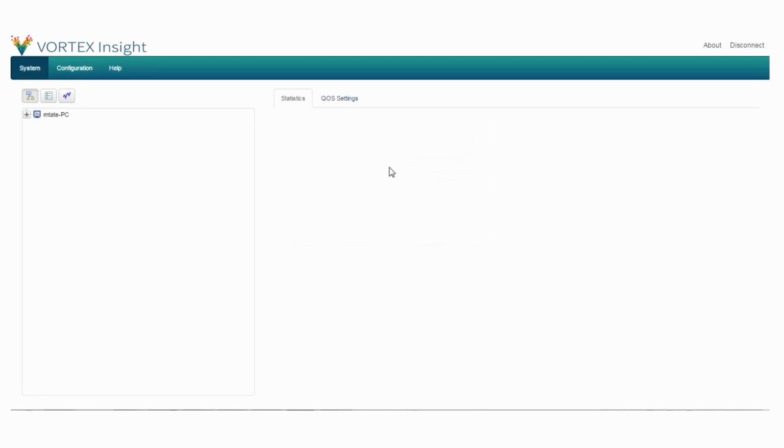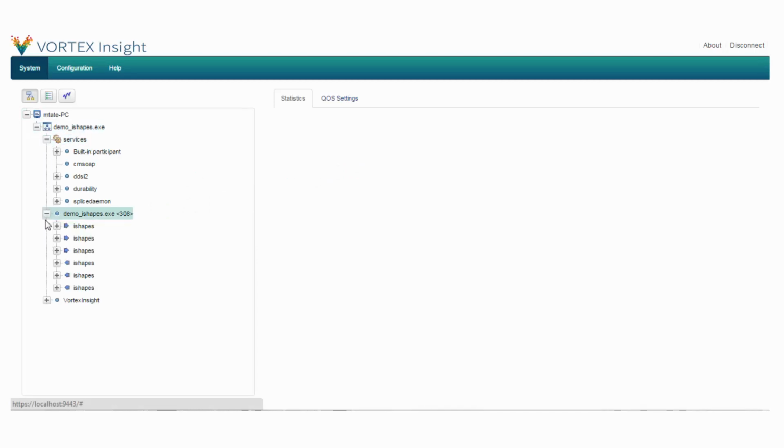Once connected, Vortex Insight retrieves information about the state of the domain system and displays it in the system browser. The system browser renders a 3D representation of the domain population. That is, all applications running on the domain system, the physical or virtual machines those applications are running on, the services, participants, publishers and subscribers, readers and writers.